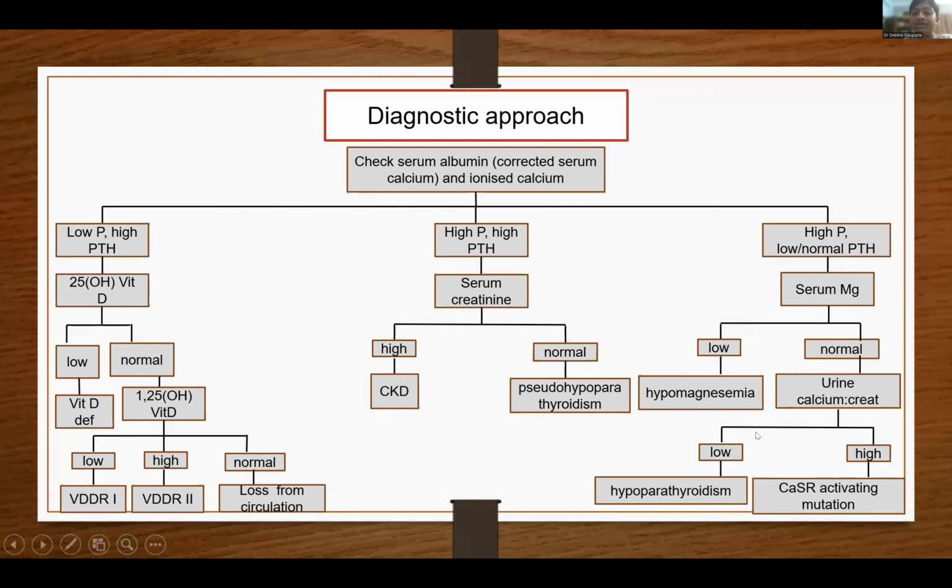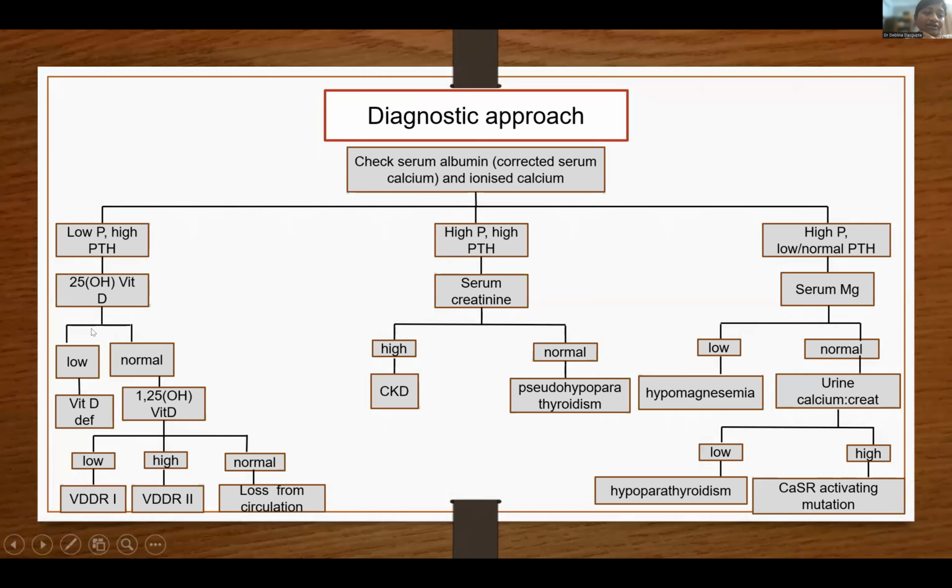So if it is low, then it is probably primary hypoparathyroidism we are dealing with. Now, suppose you see that the child has low phosphorus and high PTH. That means PTH is not the reason why the calcium is depressed. Then you should look at the vitamin D axis.